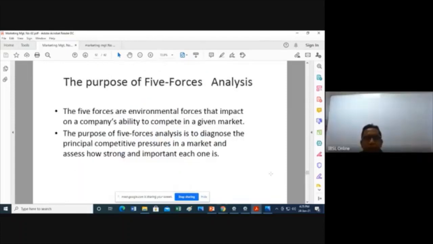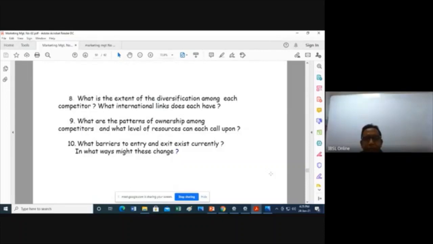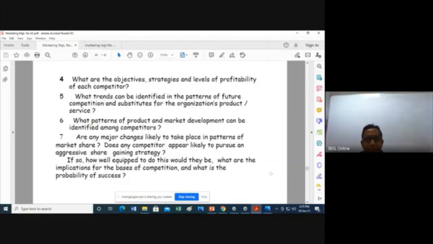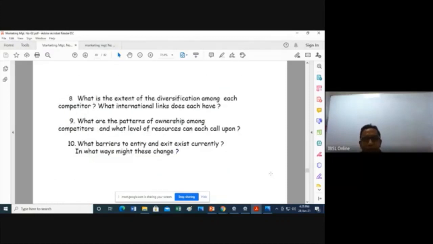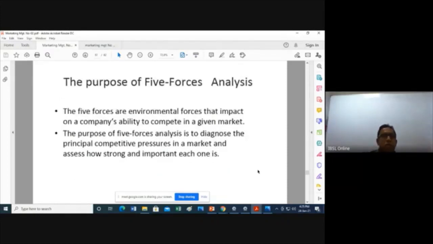Now, as I said, under micro environment analysis, we are using this model called five forces model to analyze the environment.